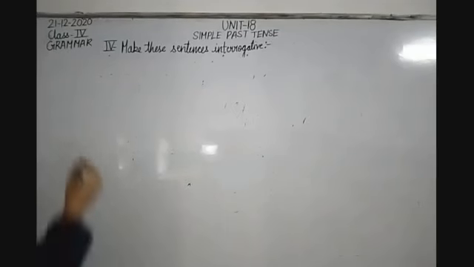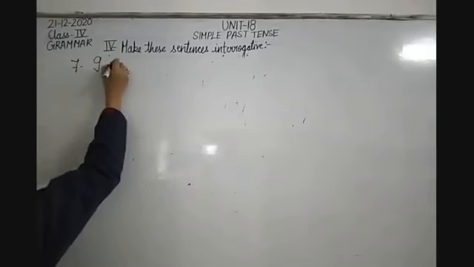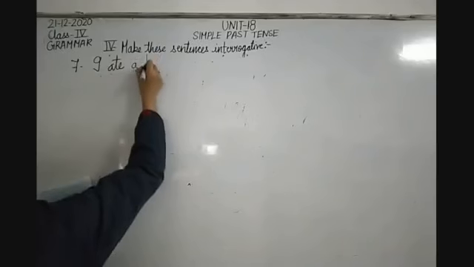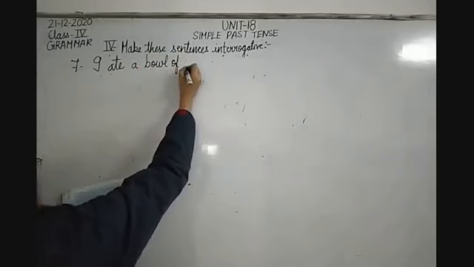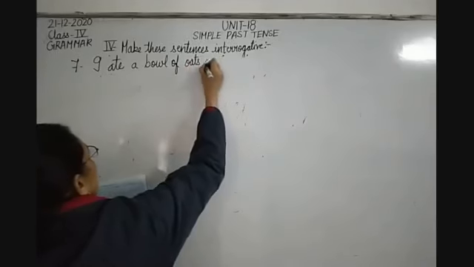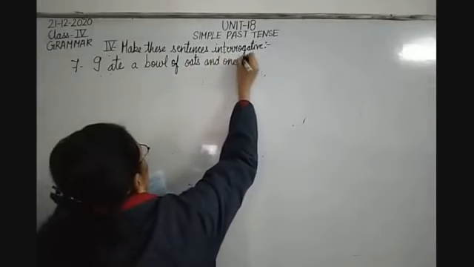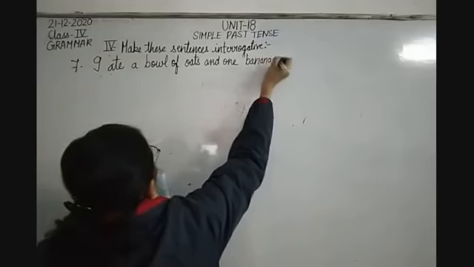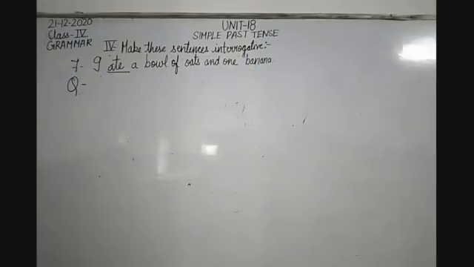And the seventh one is: I ate a bowl of oats and one banana. Fine. Now the verb is ate. Underline it. Frame the question.